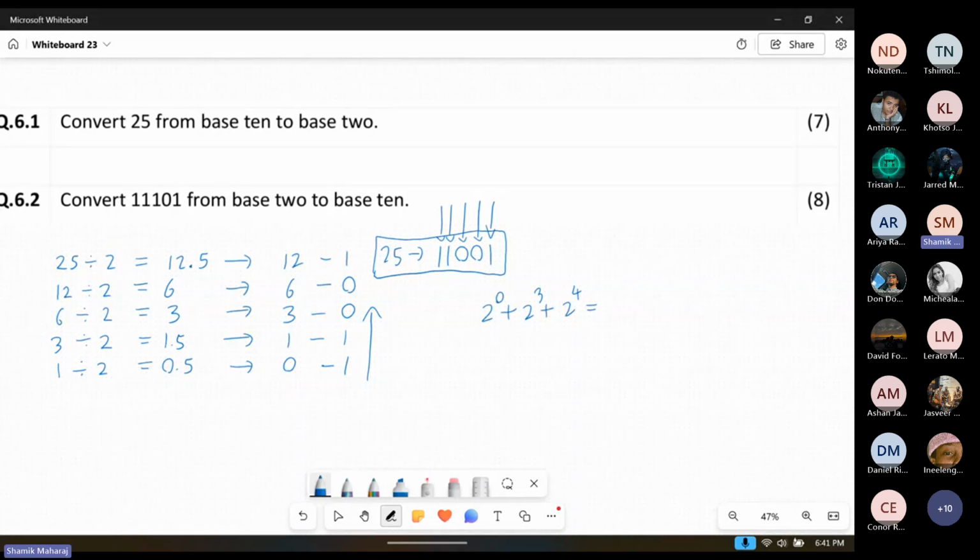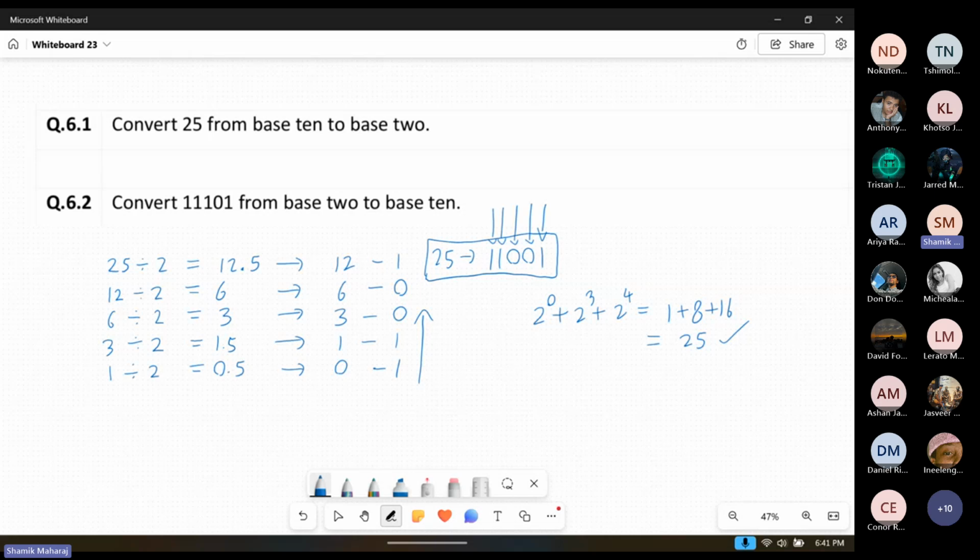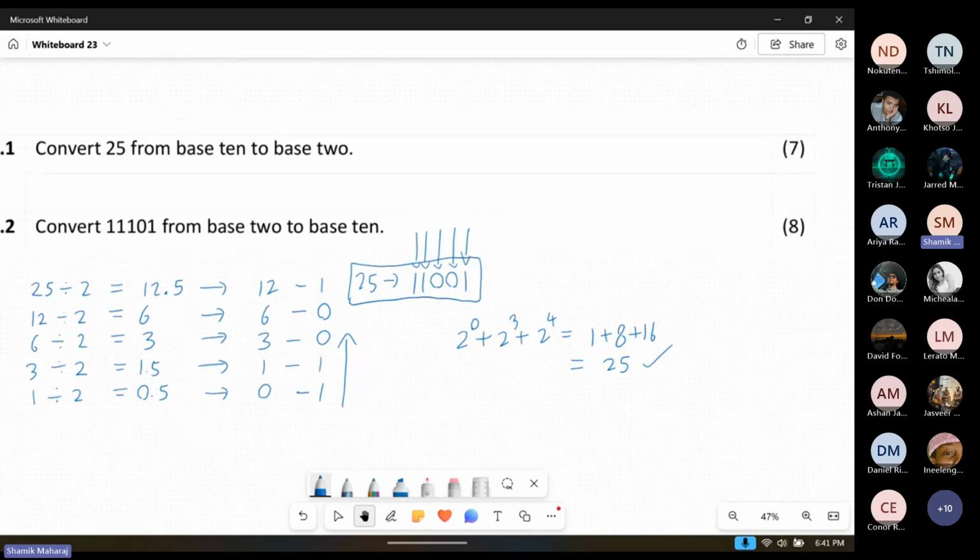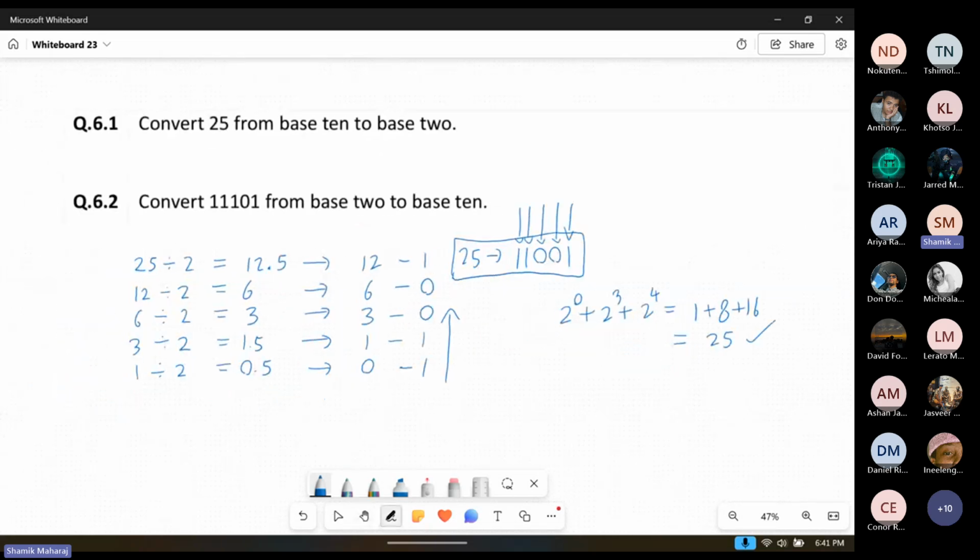I think 2 to the 4 was 16. Let's go from this side: 1 plus 8 plus 16. So 16 plus 8 gives us 24, plus 1 is 25. Okay, so we're good. So our method works, and it's quite a straightforward method as well. For 7 marks, that's not too much work. All this is not part of the work, that's just checking the answer. So this you don't need.